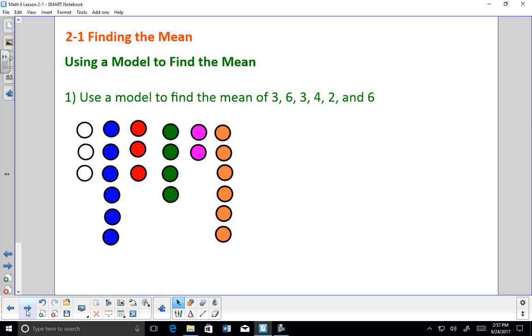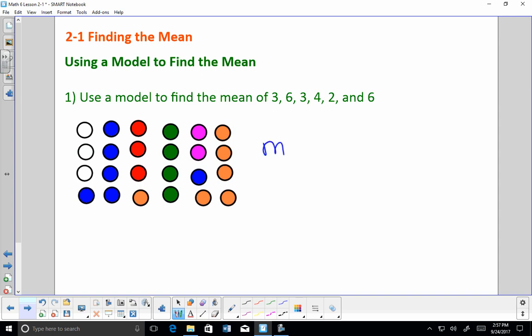So to make these equal, I will move some of my colored dots to fill in some blank spaces. I could take this blue dot right here and move it over here. And then I can move this blue dot here, and maybe I can move one of my orange dots here, and then one of my other orange dots here, and now I have groups of 4. I have 1, 2, 3, 4, 5, 6 groups of 4. So the mean here has to be 4, because that's what I have my equal groups as. So the mean is 4. That's how you can use models to try to find the mean.